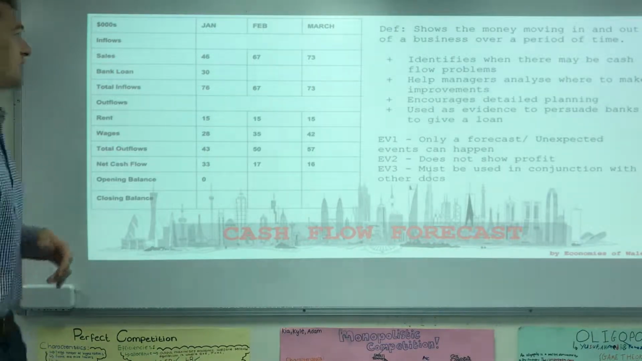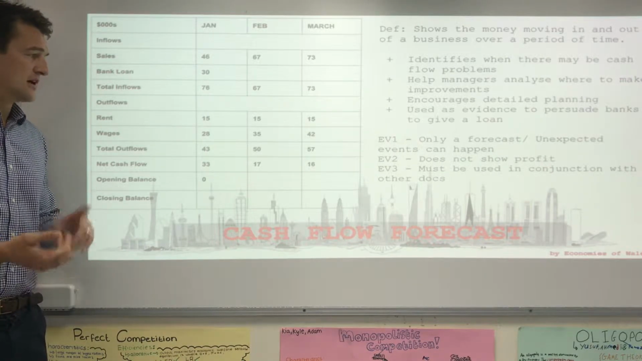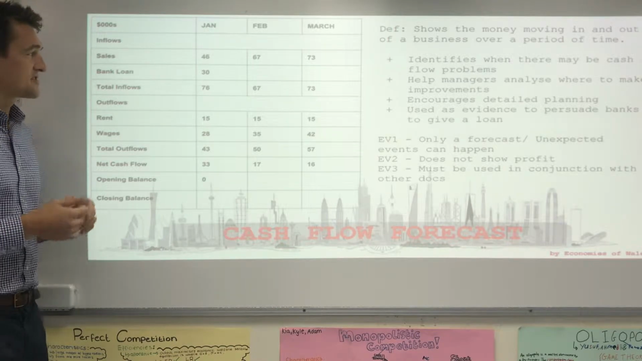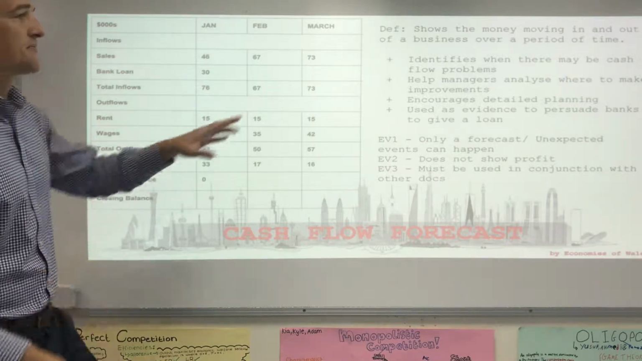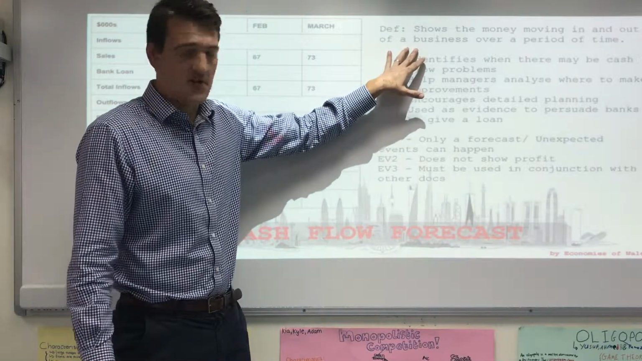Okay, so cash flow forecast. This is one of the three financial documents you have to learn a lot of the time at A-level: cash flow forecast, income statement, statement of financial position. The cash flow forecast is really simple. We've got a definition here. It shows the money moving in and out of a business over a period of time.